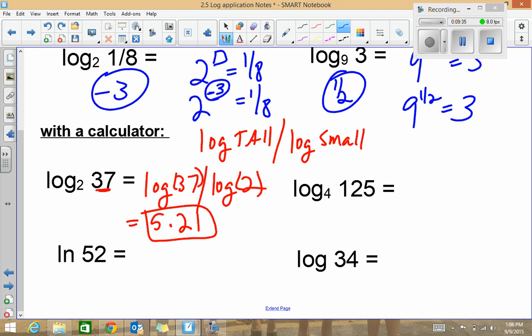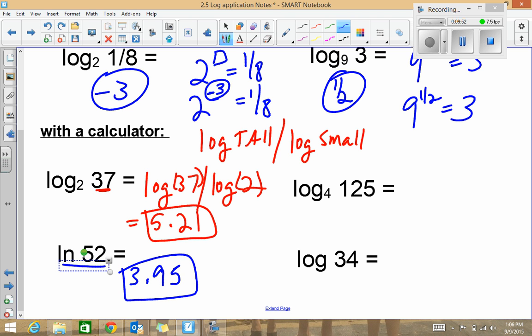ln of 52. Again, because ln always has a base of e, this one you can type in exactly how it looks, just using your ln key on your calculator. So ln of 52 equals 3.95.